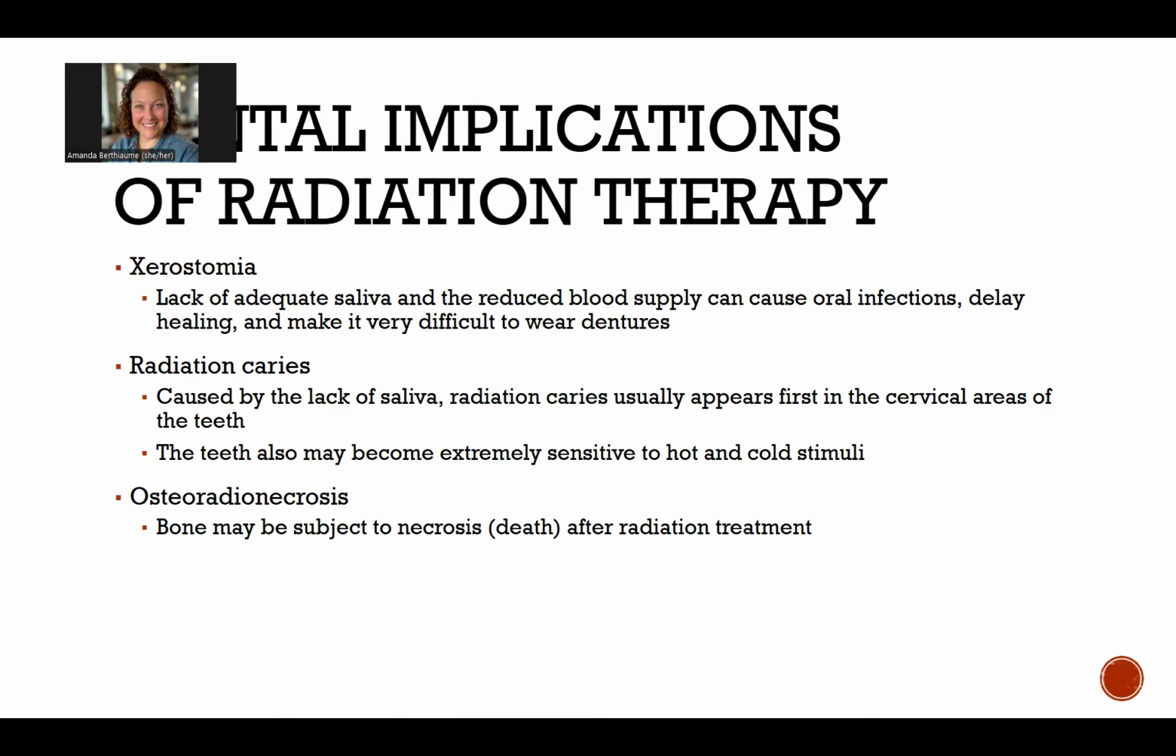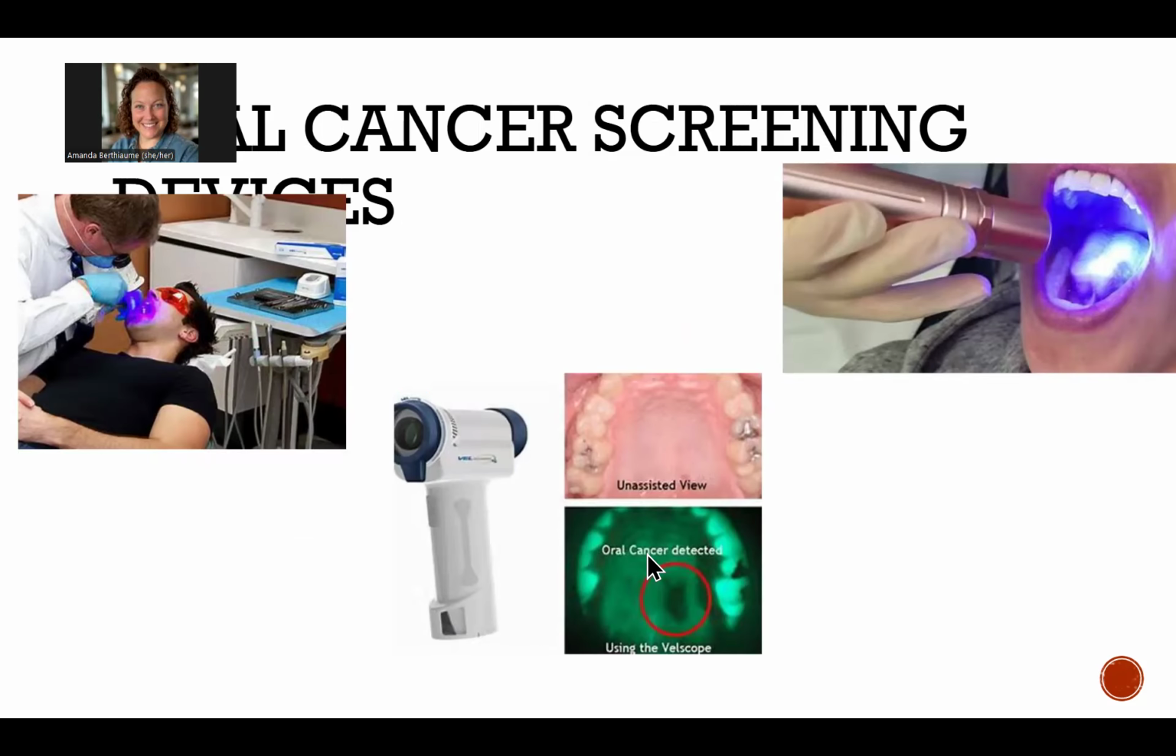So TMJ or death of the bone, having an extraction and that bone dies around it, and then all of a sudden, again, they're losing their mandible because of that radiation treatment.